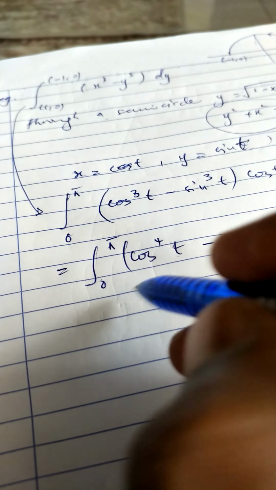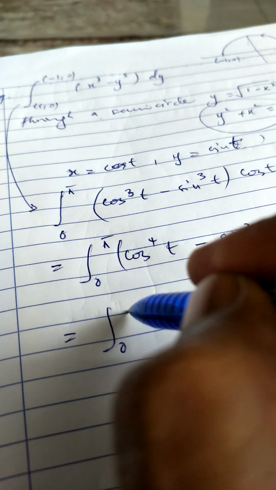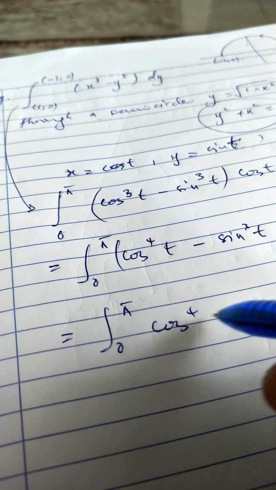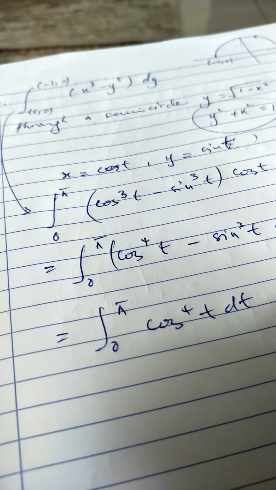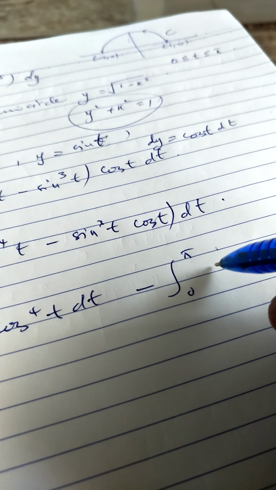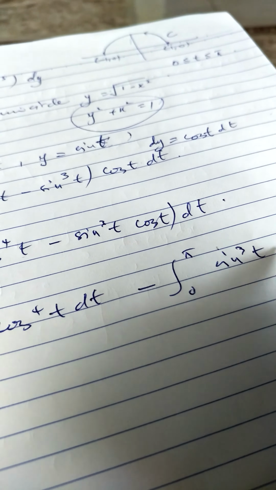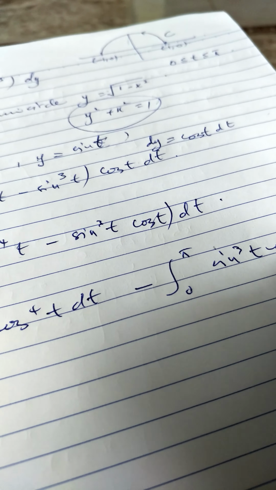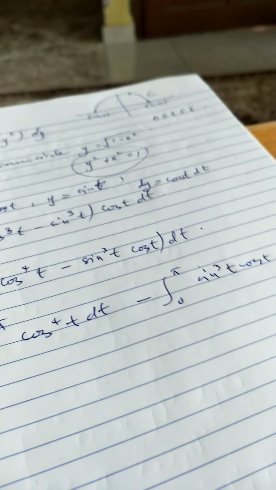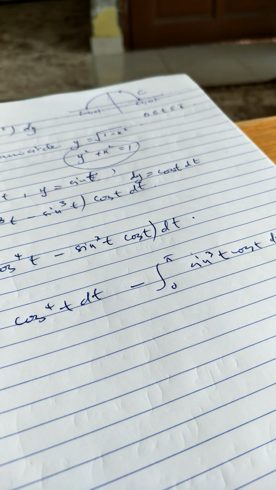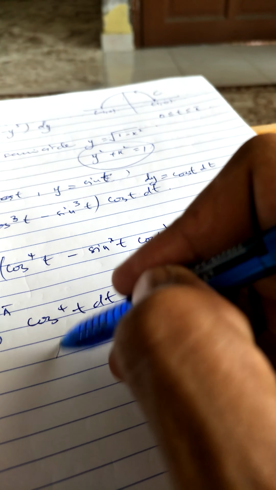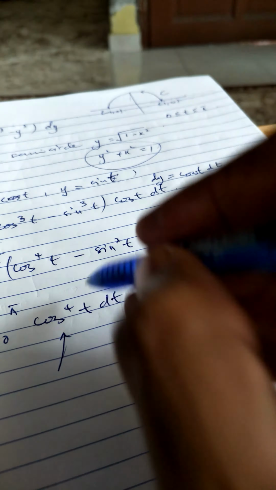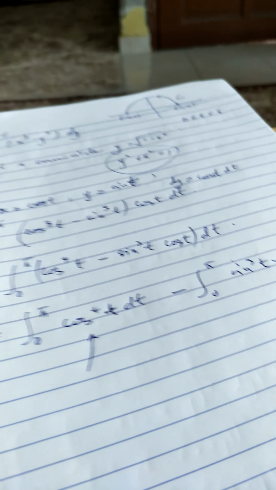Yeah, to integrate that, integrate 0 to pi cos⁴t dt minus integrate 0 to pi sin³t cos t dt. I won't solve this in detail, just give you a brief idea how to do it. Here you can use half angle. Yeah, what do we have here?